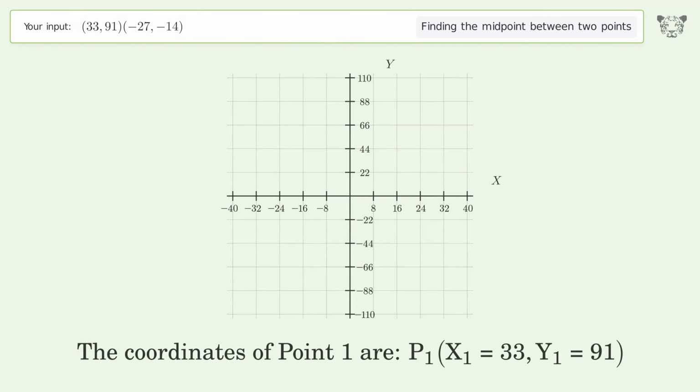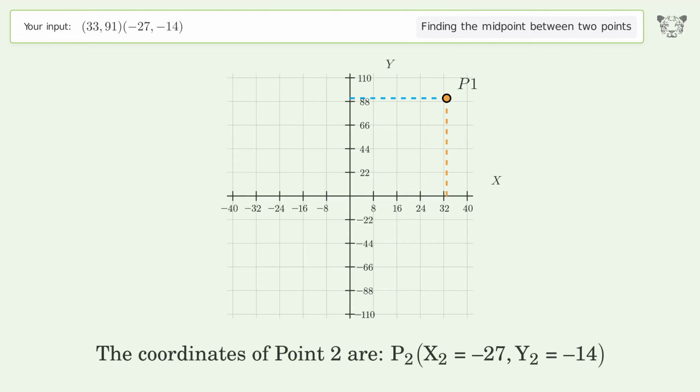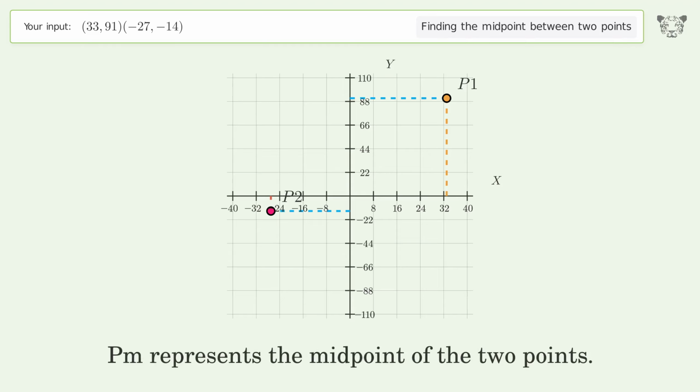The coordinates of point 1 are x1 equals 33, y1 equals 91. The coordinates of point 2 are x2 equals negative 27, y2 equals negative 14. PM represents the midpoint of the 2 points.